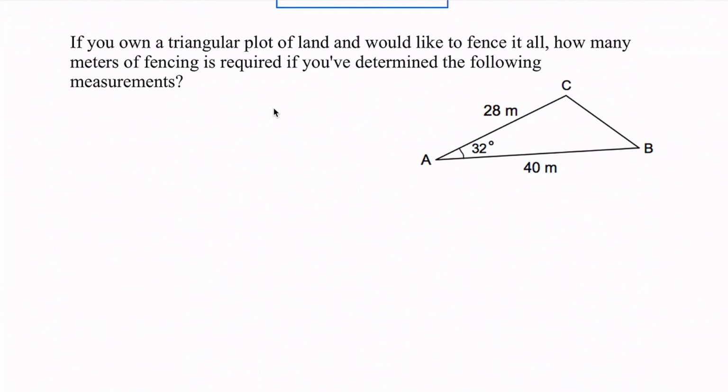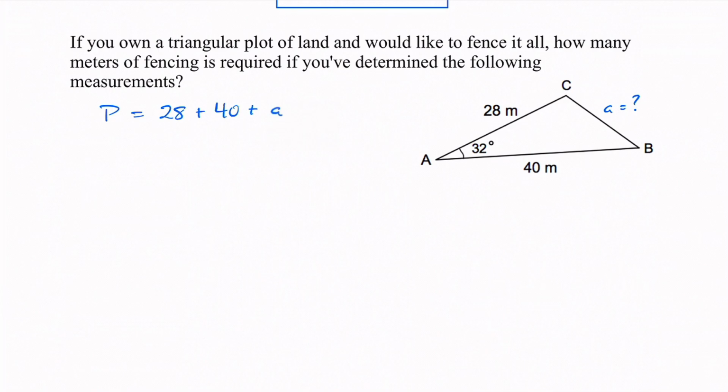It says, if you own a triangular plot of land and would like to fence it all, how many meters of fencing is required if you've determined the following measurements? So we have to fence all the way around this. I already know 2 of them. I just got to find this one, which is side A. So A is a question mark. And then once I have those, I know that the total amount of fencing that I'm going to need is just the perimeter. So my perimeter is what I want to find at the end, and that's going to be 28 meters plus 40 meters plus whatever A is. So we'll do that at the end once we find A.